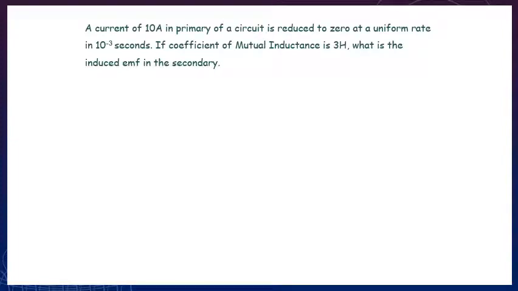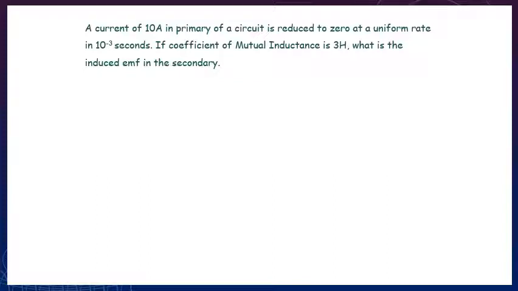The next question is related to your mutual inductance and EMF. So the question is, a current of 10 ampere in primary of a circuit is reduced to 0 at a uniform rate in 10 power minus 3 seconds. If coefficient of mutual inductance is 3 Henry, what is the induced EMF in the secondary?